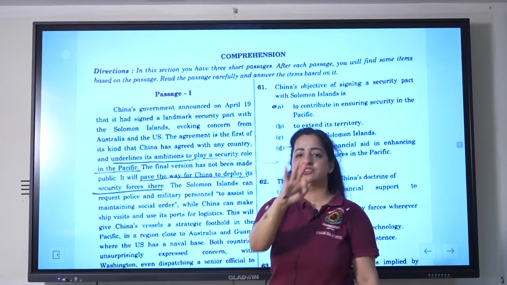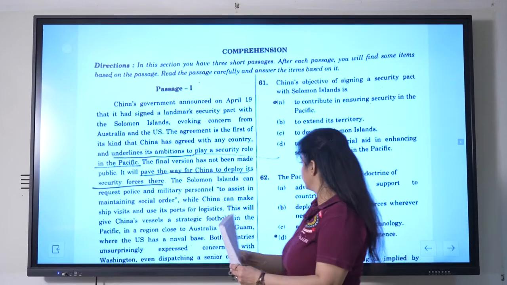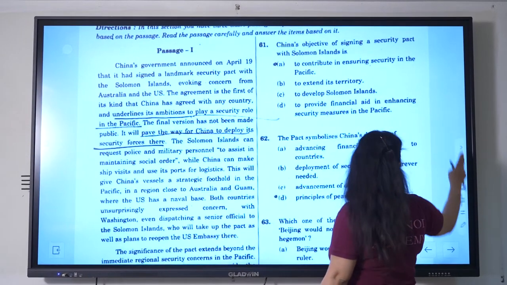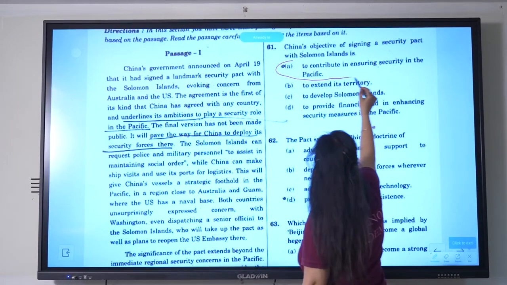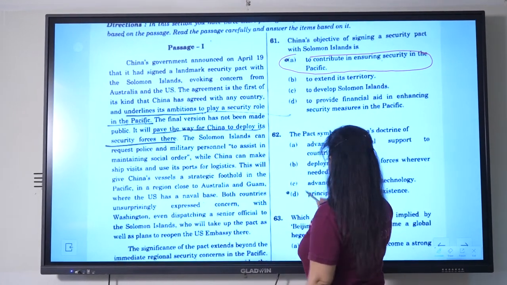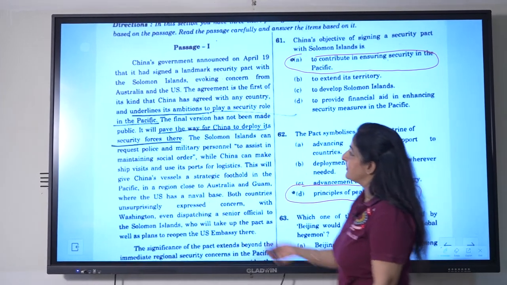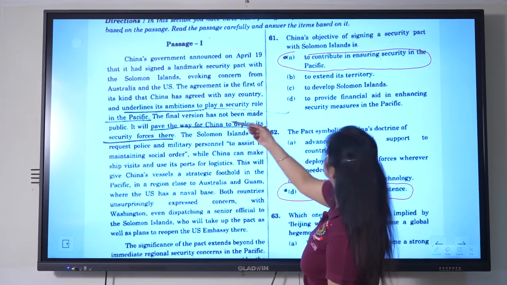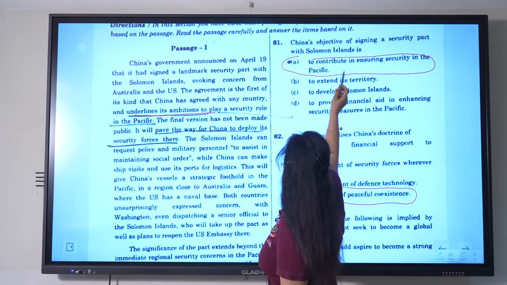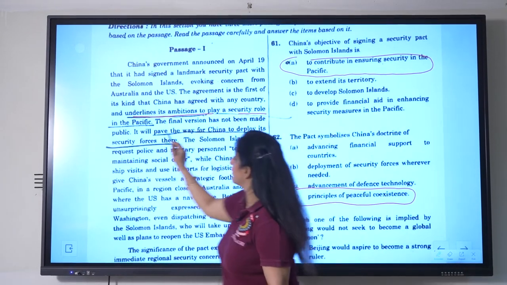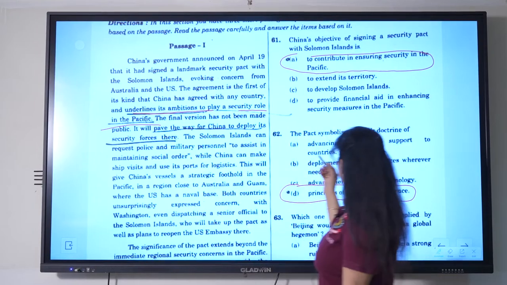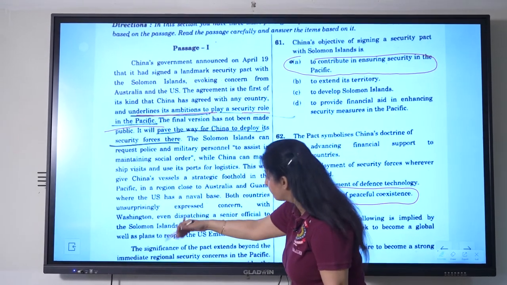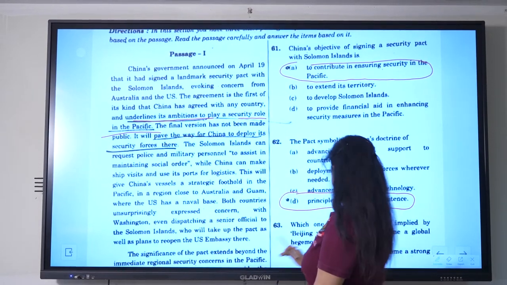Next, as you can see, comprehension passages. Three comprehension passages were given. Two questions are already on the board, 61 and 62. Question 61, the answer is alpha, to contribute in ensuring security. And 62, the answer is delta, principles of peaceful coexistence. Already the paper which I have with me, this student has done a fairly good job. He's done some underlinings over here. Here it is there, no? Underlines its ambitions, signing the security and to play a security role in the Pacific. So answer is underlined actually. Then the pact symbolizes China's doctrine. Doctrine, by the way, means principle. That also is there in the passage. Somewhere below it's there. When we scroll up, I'll show you. Okay.